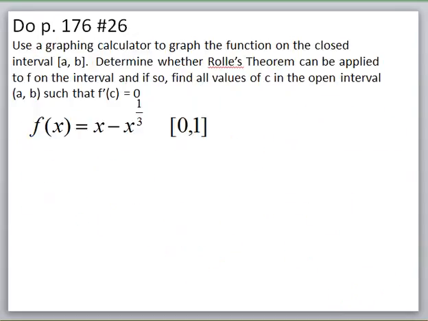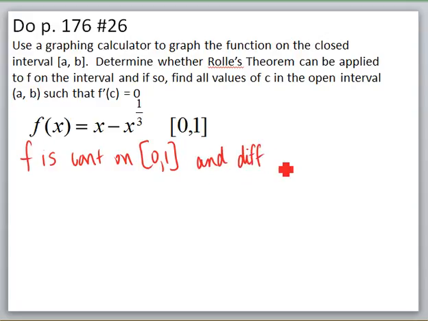Last example, we first need to show that this is continuous and differentiable. The best way to do that is just use your graphing calculator, because we're not quite sure what this looks like. So you guys can take a moment and graph that on the graphing calculator. You will see that f is continuous on 0, 1, and differentiable on the open interval 0, 1. So now we just have to show that f of a equals f of b. So f of 0, does it equal f of 1?